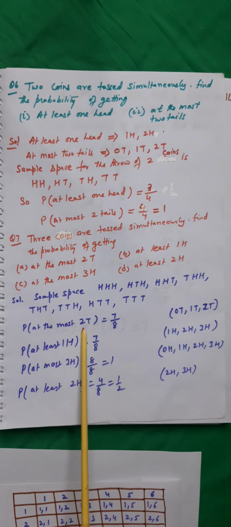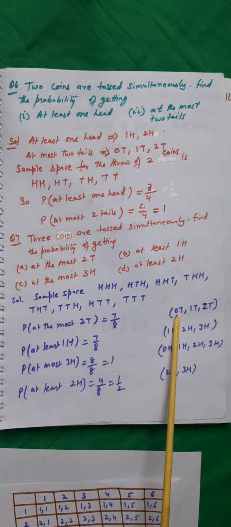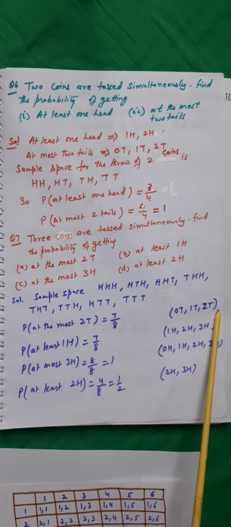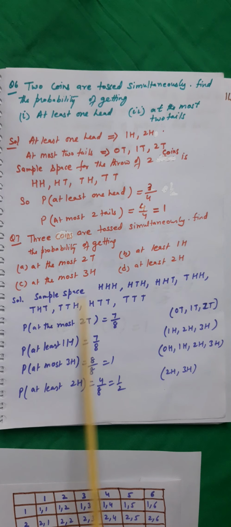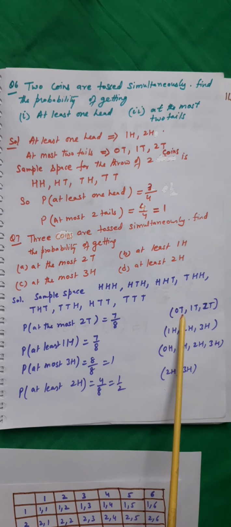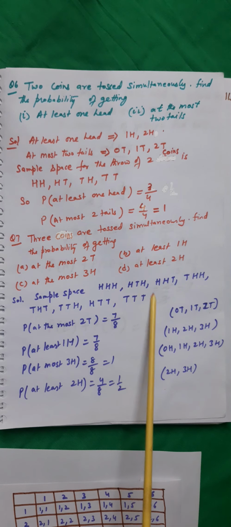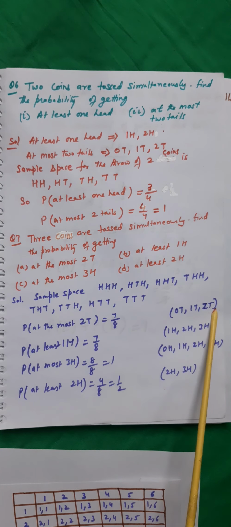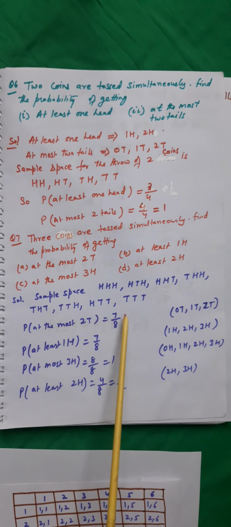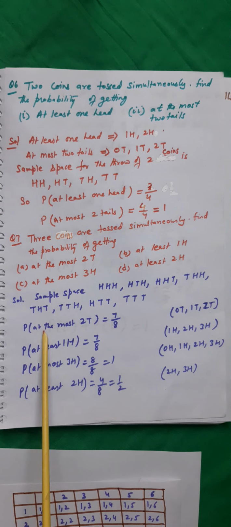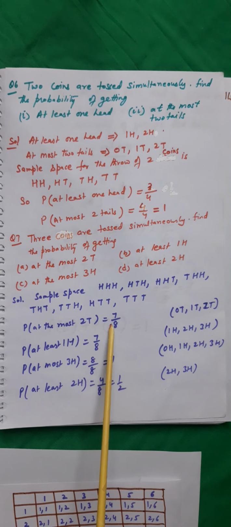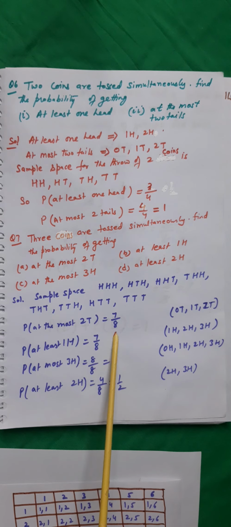That means I should have either 0 tail, 1 tail or 2 tails. So how many options are there where there is 0 tail, 1 tail and 2 tail? All except for this, because 3 tails we don't have to consider. So how many are favorable? 7. So probability that at the most 2 tails are there is 7 upon 8.